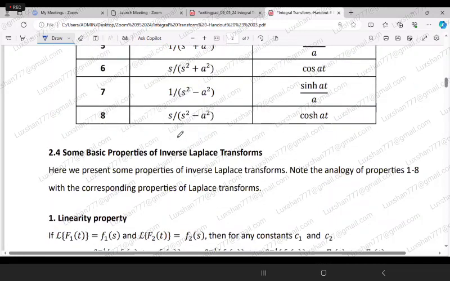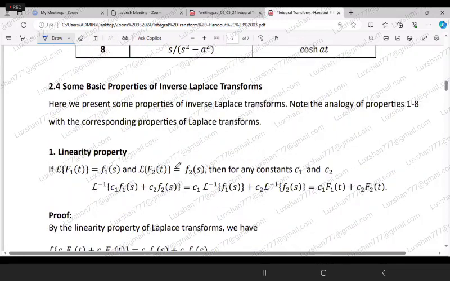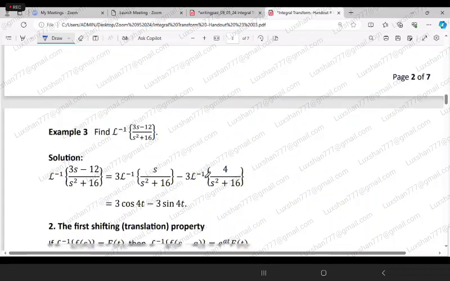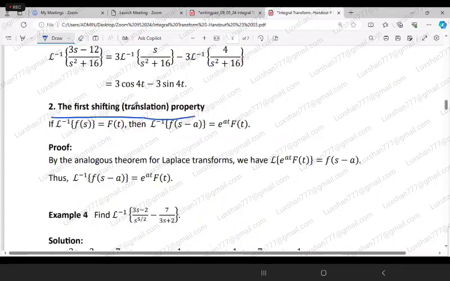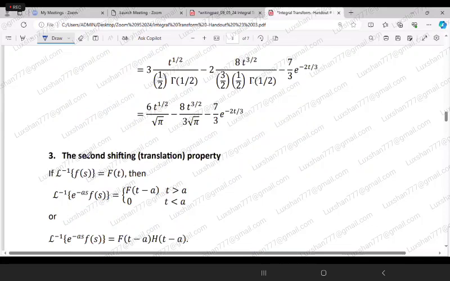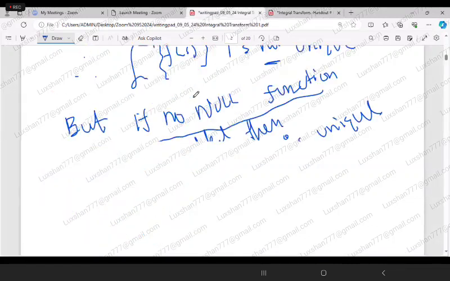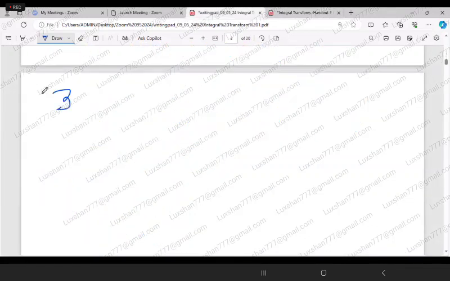Right. So in the last class we studied the linearity property of this one. Also we studied the first shifting property. So these two things we studied in the last class. Now we are going to talk about the second shifting property. The second shifting property is actually, let me explain that second shifting property.